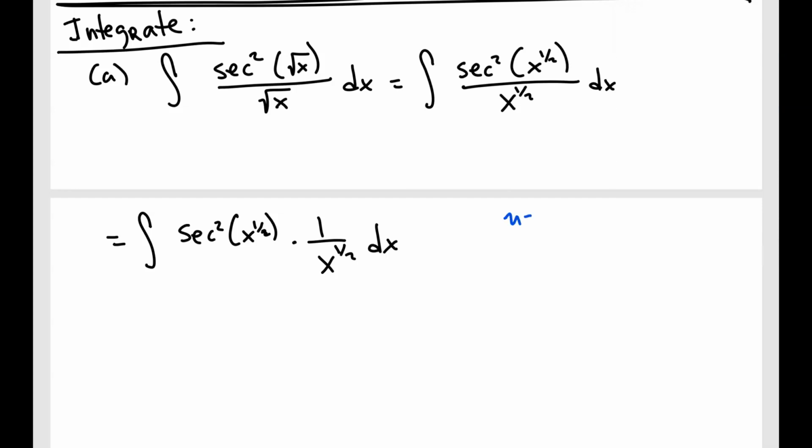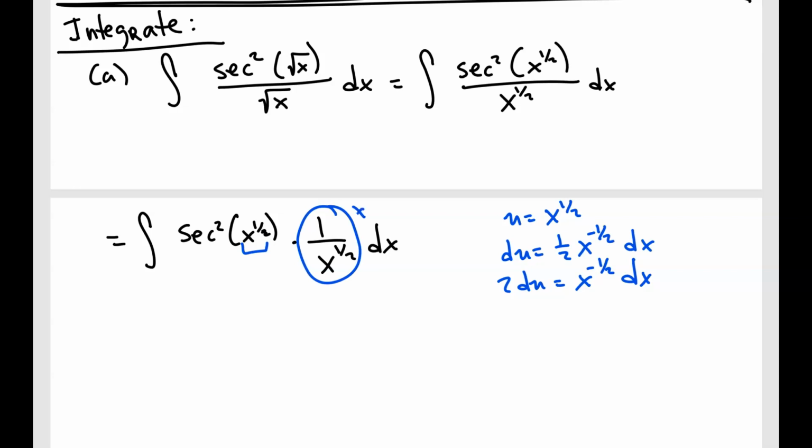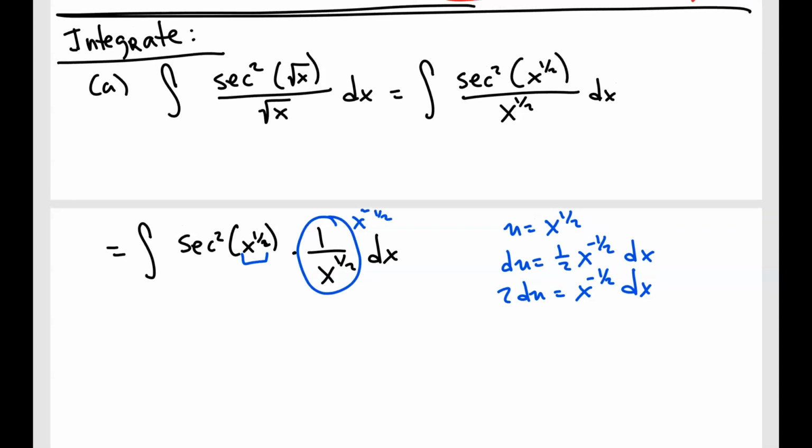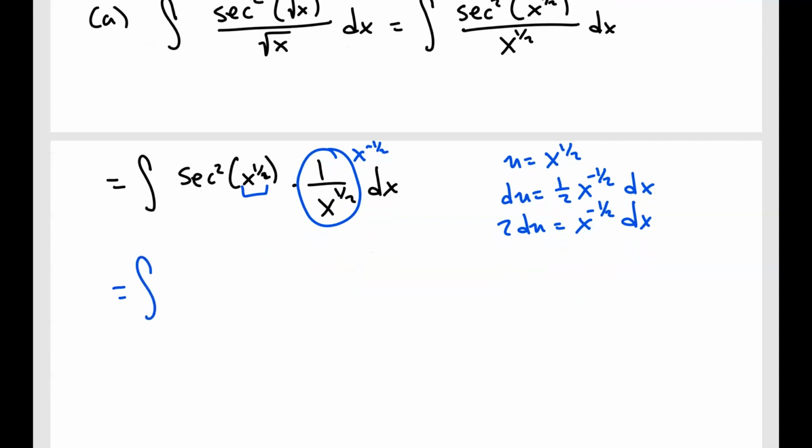Because if I let u equal the inside function, x to the 1/2, then the derivative of this is going to be equal to 1/2 x to the negative 1/2 dx. I can move the 2 over, so you have 2 du is equal to x to the negative 1/2 dx. And what exactly is this thing? Well, this thing is just x to the negative 1/2. So if you want to rewrite it like that, you can write it as the integral of secant squared x to the 1/2 times x to the negative 1/2 dx, which is basically bringing it to the top.